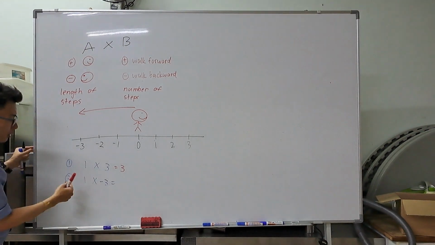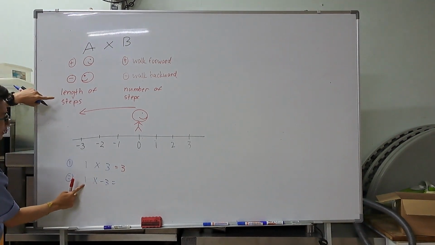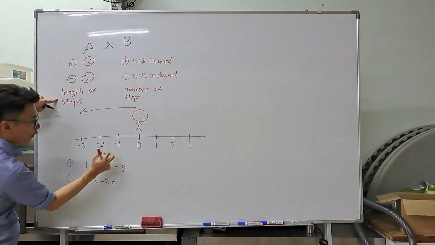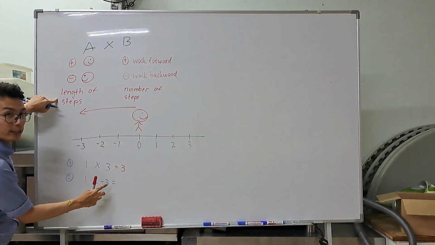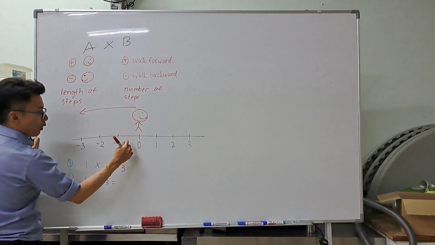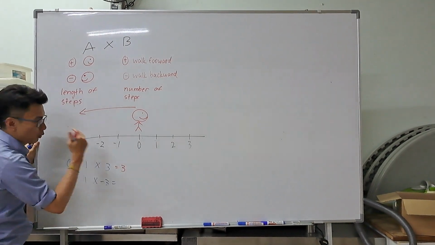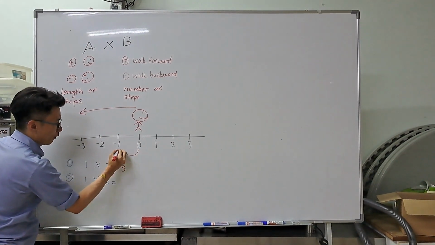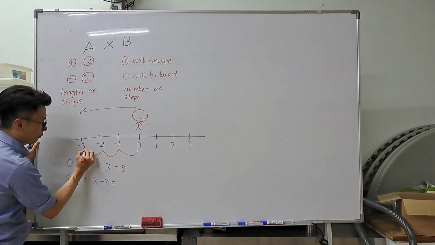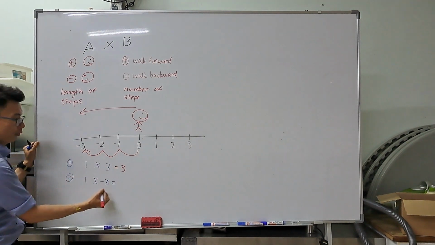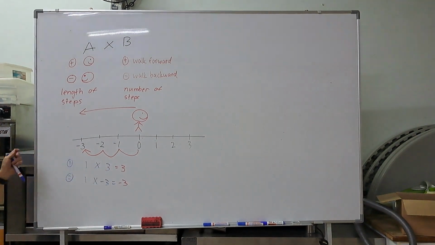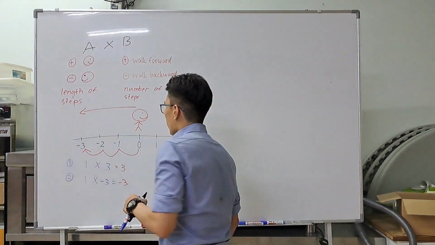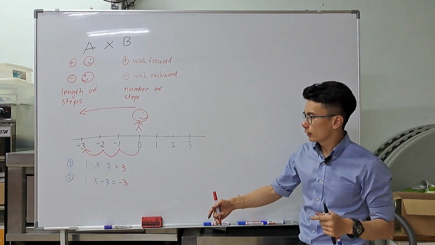So let's do this. 1 is the length of my step. Every time I walk backwards, I'll be walking back 1 unit, and I'm taking 3 steps back. So it'll be 1, 2, and 3. And true enough, you will get negative 3.